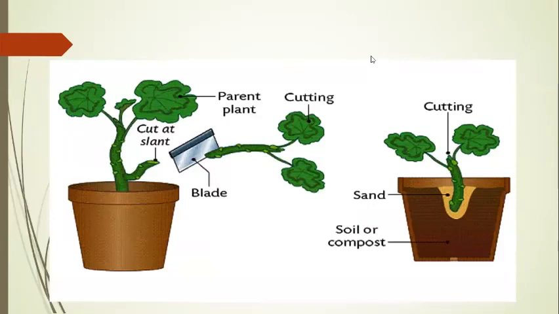Okay, one example of asexual propagation is cutting. As illustrated there, you're going to cut the stem of the parent plant using a sharp object. It would be a blade or a pruning shear or a knife, and then you're going to plant the stem in order to have a new plant, and that is cloning.